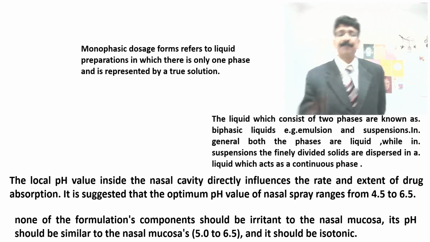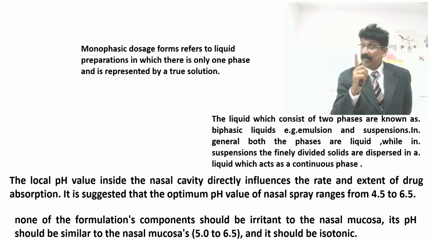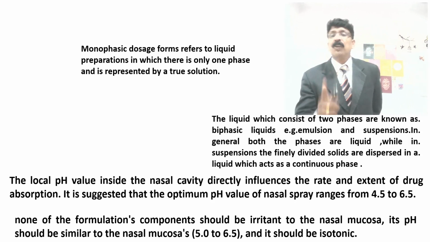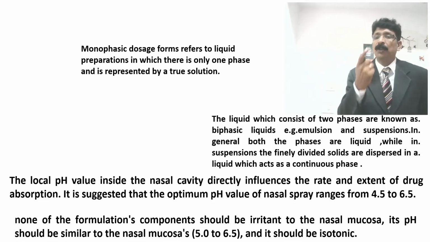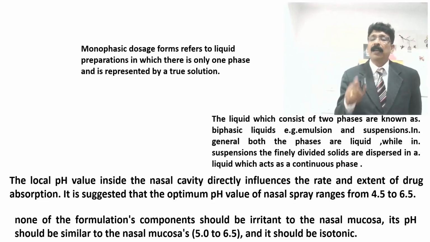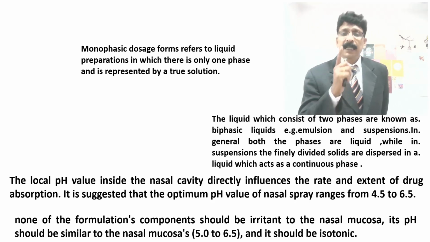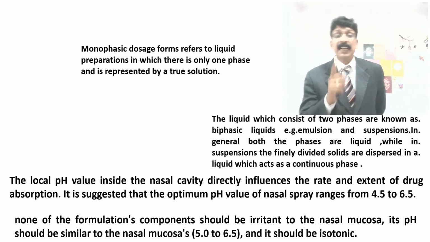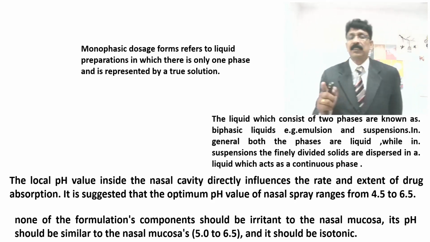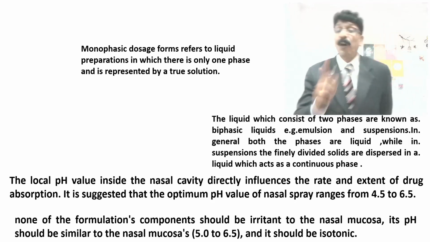Remember this: the local pH inside the nasal cavity directly influences the rate and extent of drug absorption. So always, when we talk about internal organs like the eye, nose, throat, vagina, or rectum, anywhere when you are giving solutions, we will talk about isotonicity. It should not cause any irritation, so the pH is also very important. It is suggested that the optimum pH of a nasal spray ranges from 4.5 to 6.5.